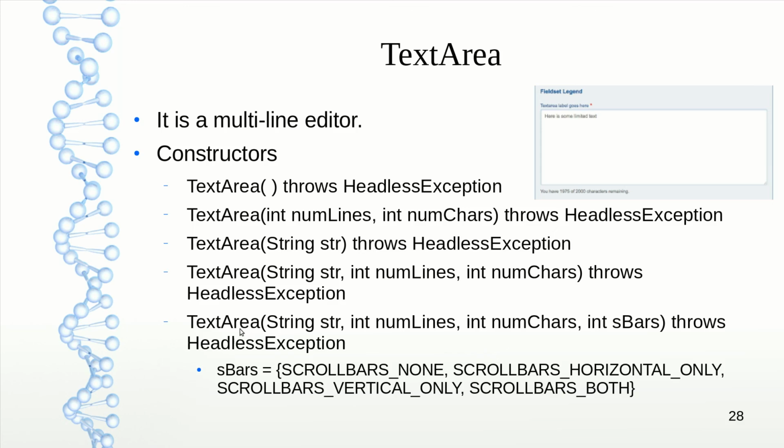And finally we have a TextArea constructor which takes a string, takes the number of rows, takes the width in terms of characters, and finally the status of the scroll bars. And the status of the scroll bars can be scroll bars both, no scroll bar at all, horizontal scroll bars only, vertical scroll bars only, and both scroll bars.